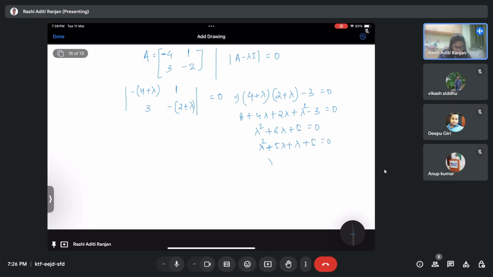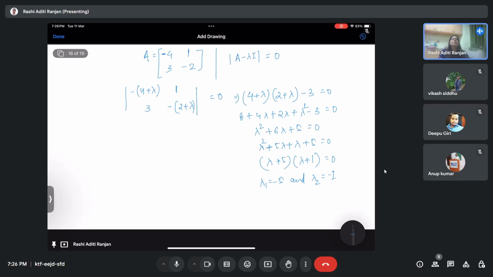So from this, I can write it as (lambda + 5)(lambda + 1) = 0. So I'll have lambda 1 as -5 and lambda 2 as -1. Okay. So anyways, just from the concept that we discussed in the previous question, it is easy to tell that definitely my system is going to be unstable, right?